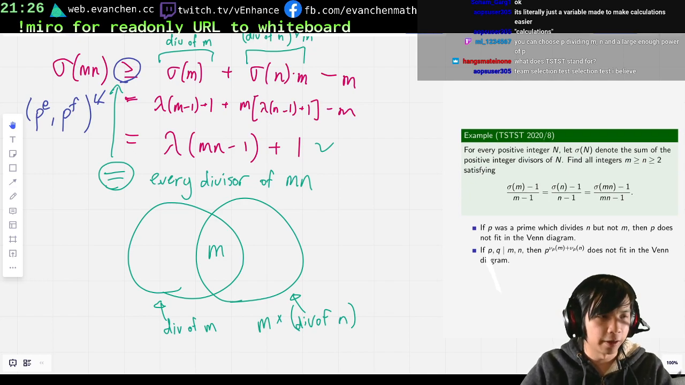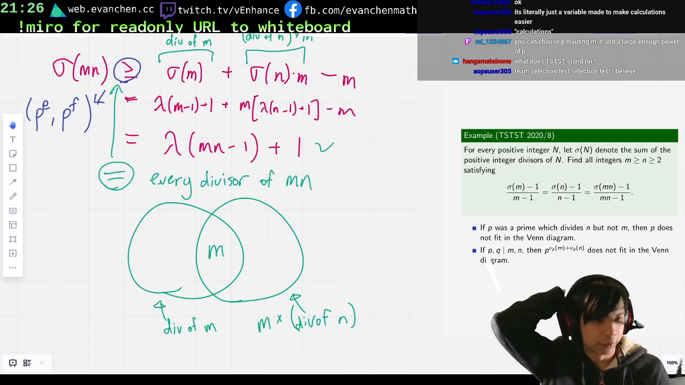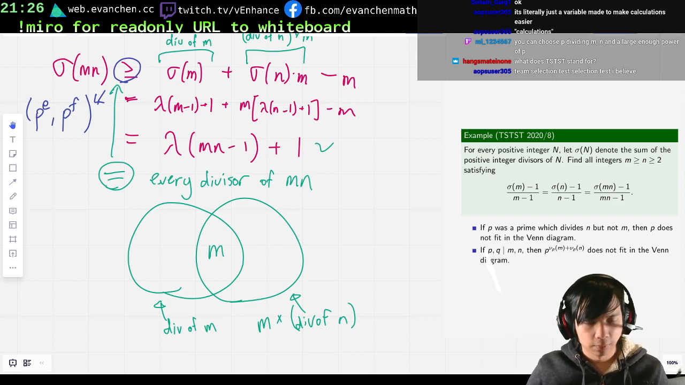Yeah, basically, the Venn diagram thing is so unlikely that it only happens when m and n are powers of the same prime. So that's the final answer.